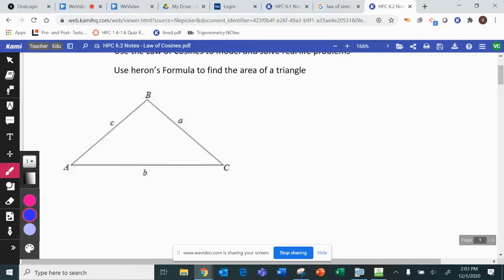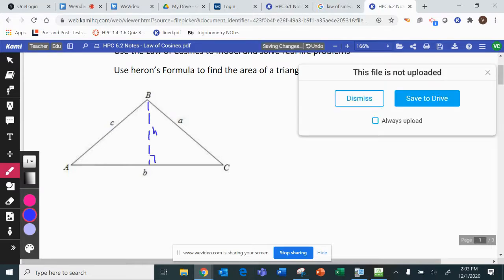And to derive the law of cosines, obviously it needs to be a different way than the law of sines, or we would get the exact same answer. But I am going to still start by dropping the altitude, because we're going to derive this from right triangle trigonometry that we already know.